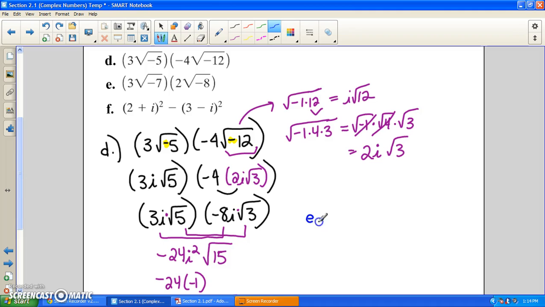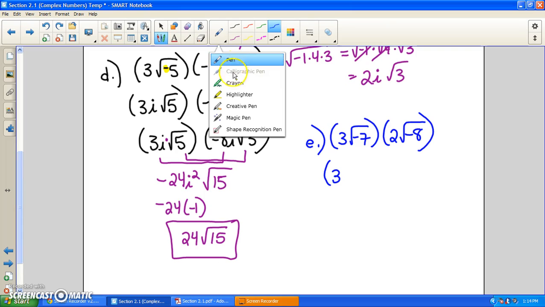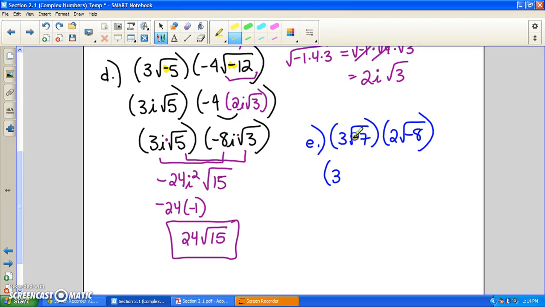All right, let's go to part E. This is virtually the same exact example that we just had, but with different numbers. Again, the first thing we have to do is pull out the negative. We've got the negative here, and we don't want that negative there. We've got to pull that out and make that an i. So the negative comes out to become the i, and you're left with the 7 under the radical.